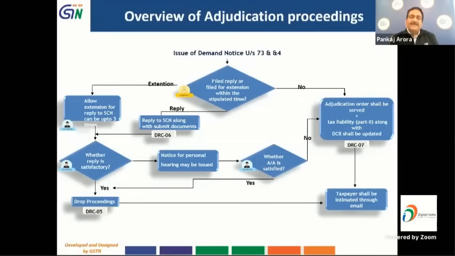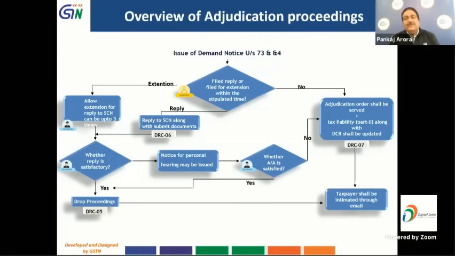And after examining all the issues and submissions made at the time of personal hearing, if the authority is satisfied, he can issue an order for dropping the proceedings in form DRC-05. If the reply is not satisfactory, then in such case, the adjudication order shall be served by the department. He will issue the order and determine the tax liability, the interest and penalty as applicable in the provisions.